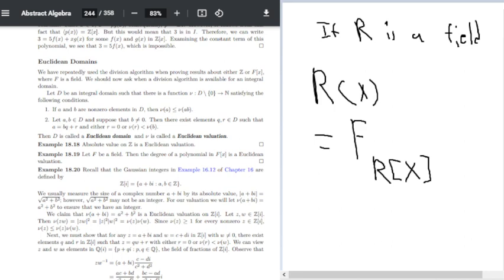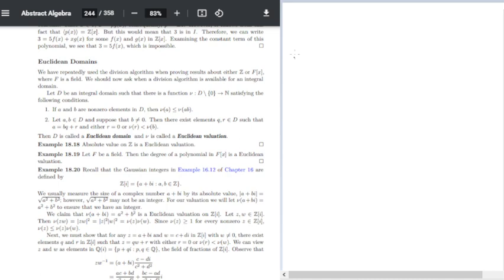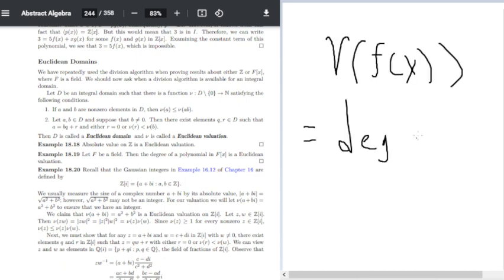So what this basically is, the Euclidean valuation gives us a sense of the dimension or the absolute value of an element. So, for example, in the case of nu of f of x, we have nu of f of x equals the degree of f of x.